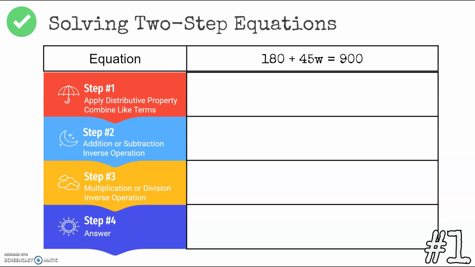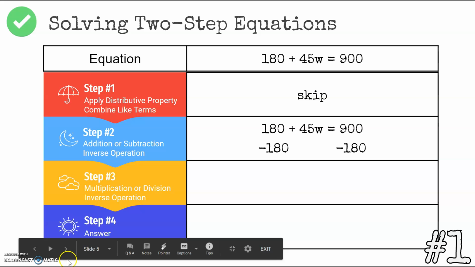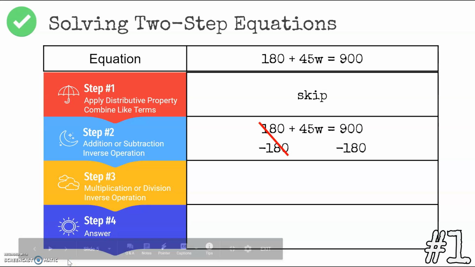So step 1 in solving a two-step equation is to see if you need to apply the distributive property or combine like terms. I do not need to do that, so I can skip that step. Next, I need to see if I need to utilize the addition or subtraction inverse operation. 180 plus 45W equals 900. I look at the number that's not connected to my variable, and it's a positive number. So I need to do the opposite, the inverse operation, which is a negative number. So since I have a positive, I'm going to do a negative, and that cancels that out on that side.